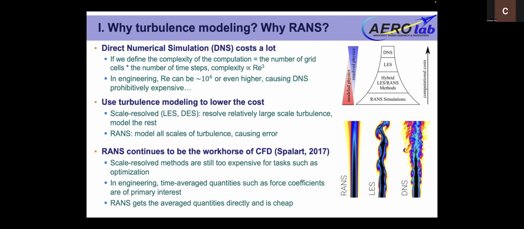And according to Spalart, RANS will continue to be the workhorse of CFD in the coming decades. That is because scale-resolved methods like LES or DES are still too expensive for tasks such as optimization. And in engineering, only time-averaged quantities such as force coefficients are of primary interest. RANS can get these averaged quantities directly, and is very cheap. So it still has practical value to investigate RANS turbulence models.